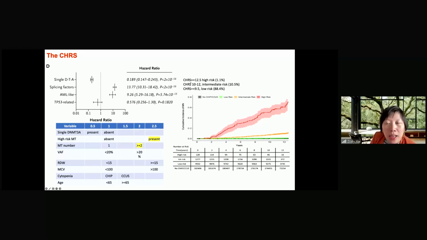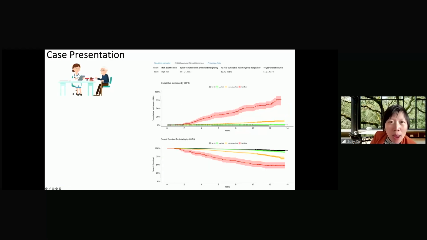From the CHRS study, it showed that if the number is over 12.5, the patients are at a higher risk. Between 10 and 12 is intermediate risk, and for patients with CHRS less than 9.5, it is a lower risk. So going back to our patient, we plugged all the numbers into this risk calculator, and it tells us this patient is actually at a high risk for disease progression, with 5-year progression-free survival of about 25%, and at 10 years, about 50%. So this is something we cannot just ignore, the risk to progress to myeloid malignancy.